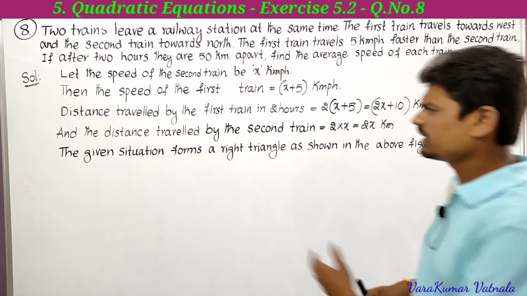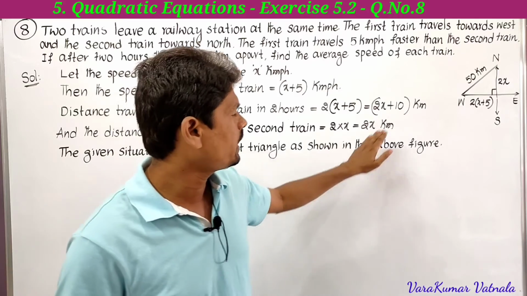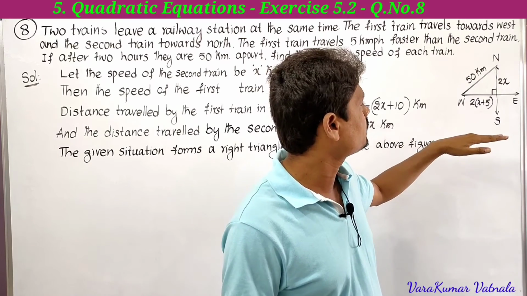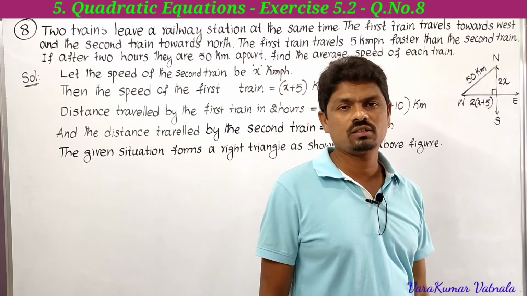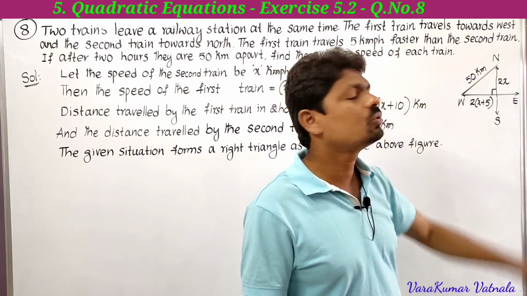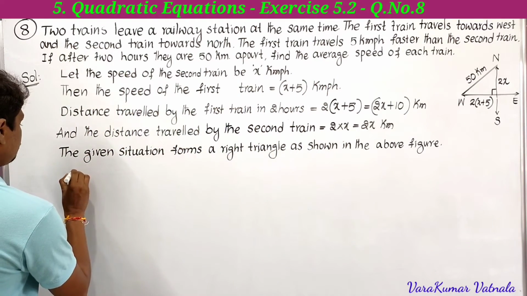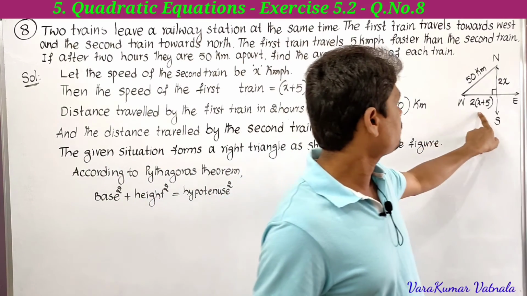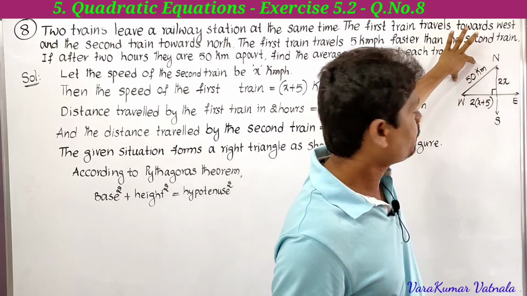The given situation forms a right triangle as shown in the above figure. Yes, it is forming a right angled triangle. According to Pythagoras theorem, the square on the hypotenuse is equal to the sum of the squares of the other two sides. So we get 2x whole square plus 2x plus 10 whole square equal to 50 square. See here, how can we write? Base square plus height square is equal to hypotenuse square. Here base is 2 into x plus 5, that is 2x plus 10. Height is 2x, hypotenuse is 50.